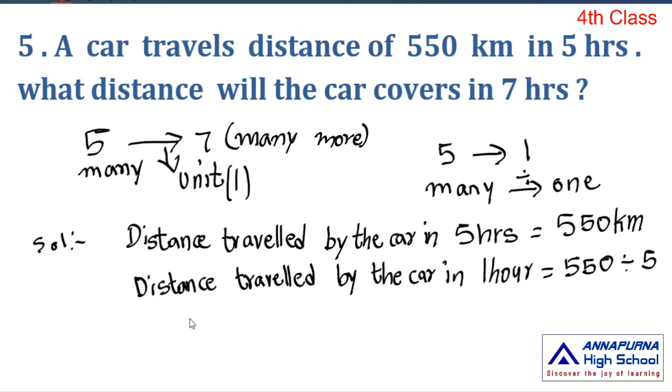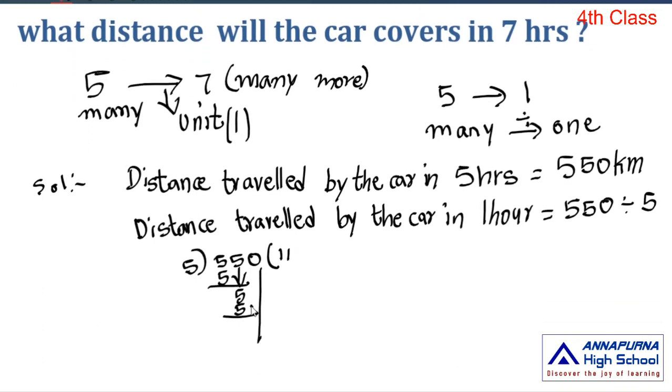Do you know the divisions? So do the division. 5 divides 550. 5 1s are 5. What is the next number? 5. Bring down the 5. So again 5 1s are 5. What is the next number? 0. Bring down the 0, children. So 0. Okay children, this is the remainder. So distance traveled by the car in 1 hour is equal to, what do we get? 110 kilometers.